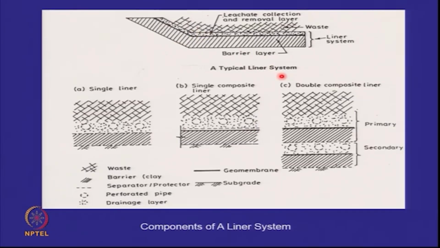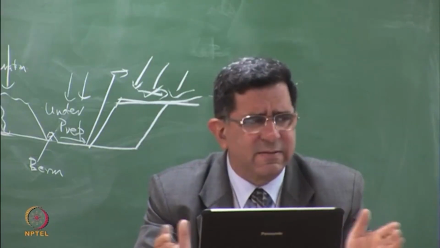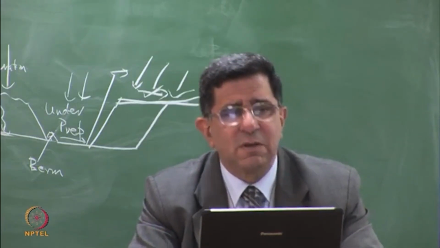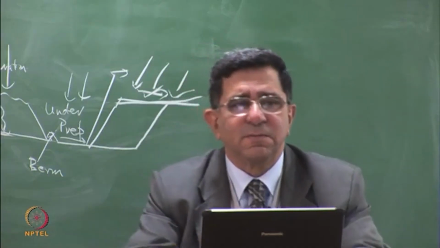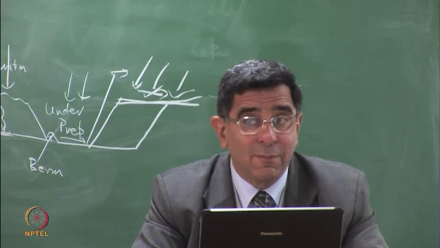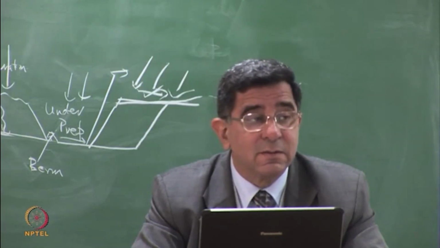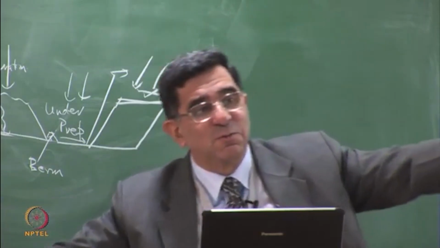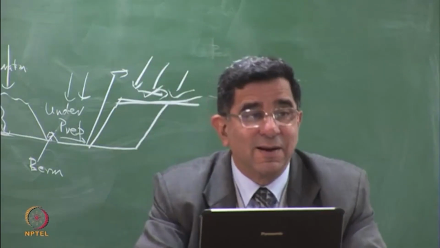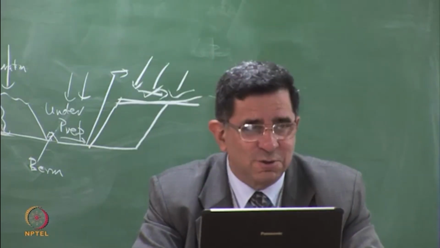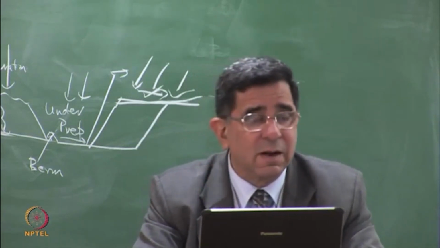So let us say I have a 500 meter wide base, and if I give a 2% slope, what will be the difference in elevations of the two sides? 500 meter wide base, and I say I'll give a 2% slope, so 10 meters. That's a huge elevation difference. The percentage is only 2, but that's a huge elevation difference.